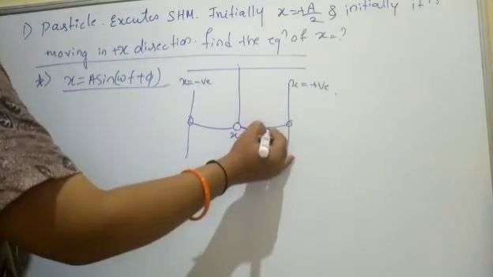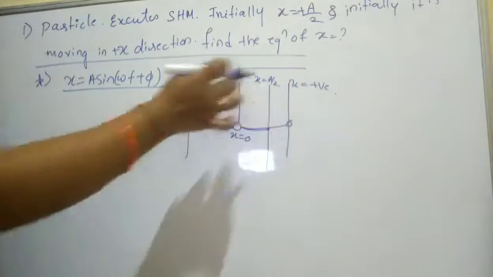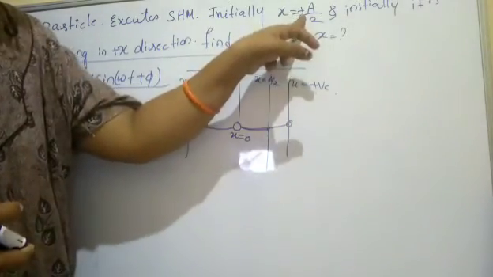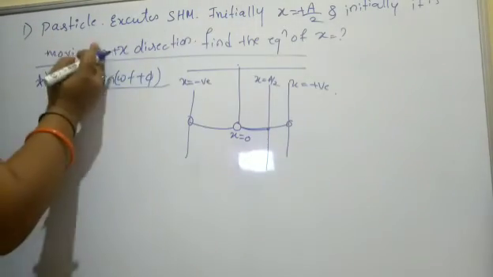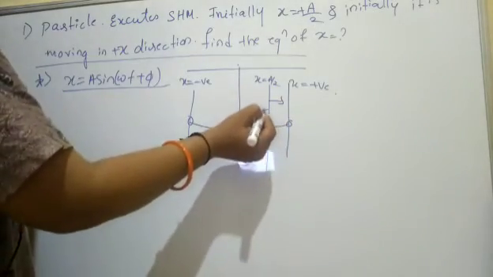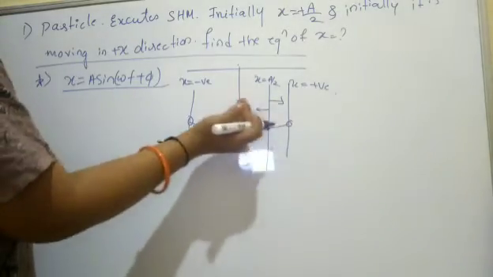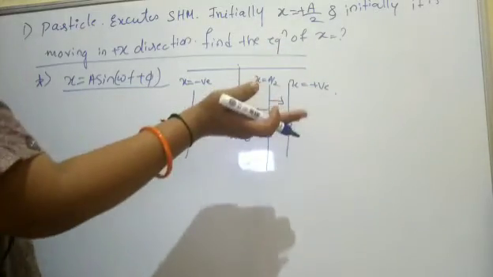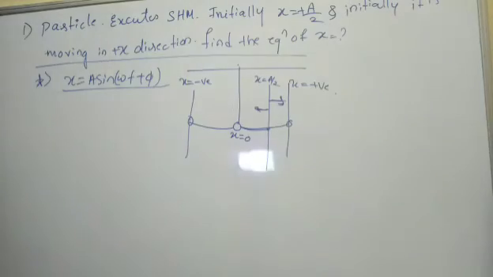The particle is at x = a/2. Right now the particle is there at x = a/2, and I have taken it as the positive extreme direction. Initially it is moving in the positive x direction, which means it has a possibility to move towards this direction or this direction, but in the positive part only, because it is with respect to the mean position. This is the positive extreme direction. So it may move in this direction or in this direction. Both possibilities are there.